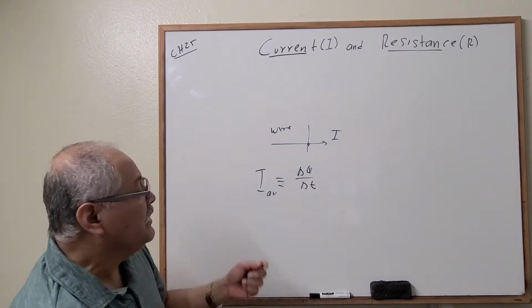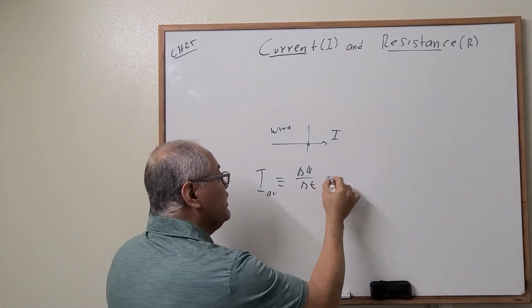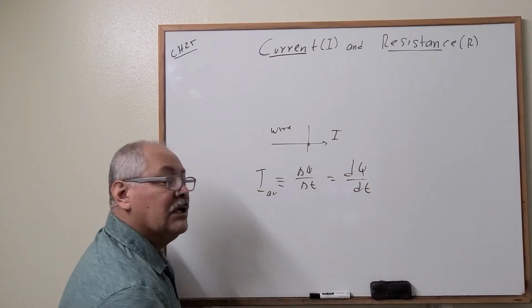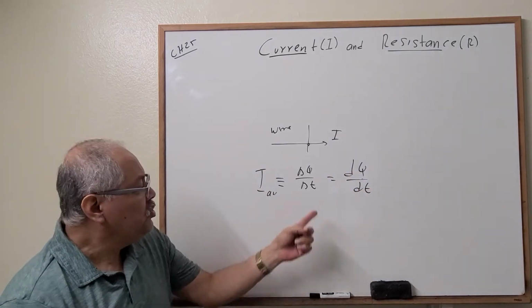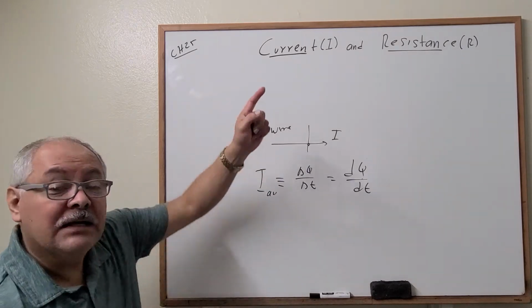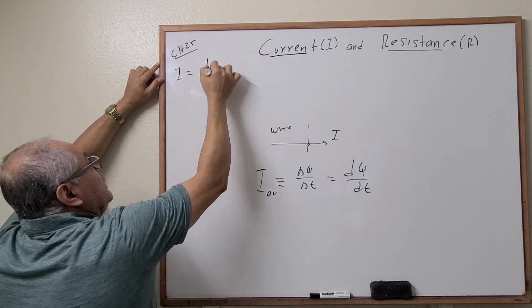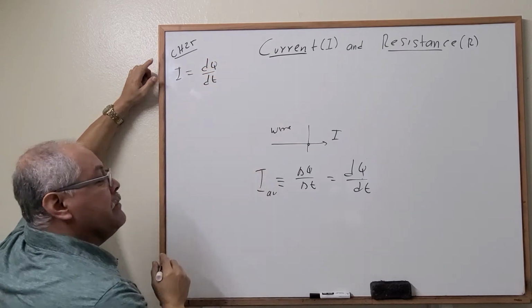Now what happens if the current is not constant? Well, in that case we can use the infinitesimal changes of that current with respect to time. So we can take this as the definition for current: change in charge with respect to time.